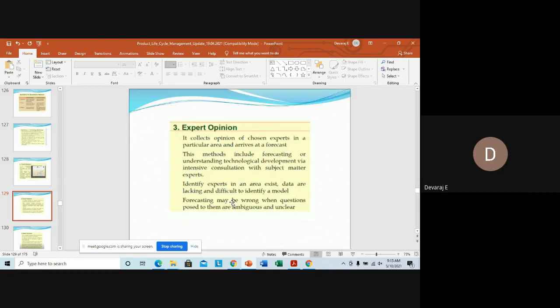Throughout the world, those who have worked more than 20 or 25 years, they will ask their opinion, and finally they will take a decision. So this is called expert opinion. Expert opinion is used for new product development.